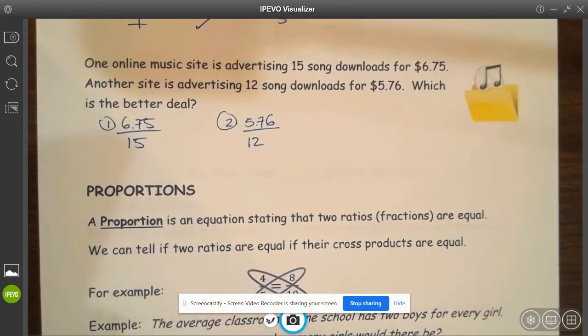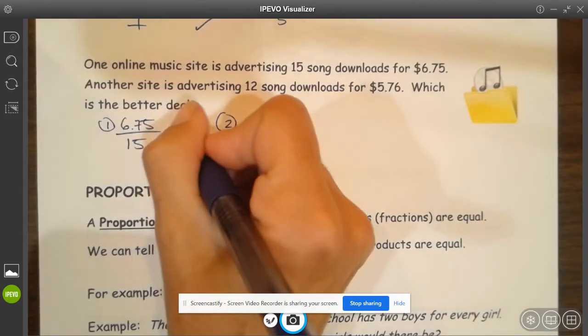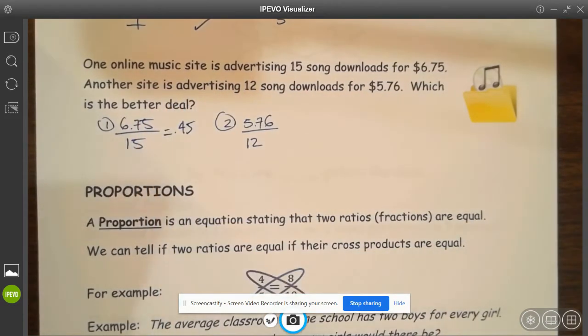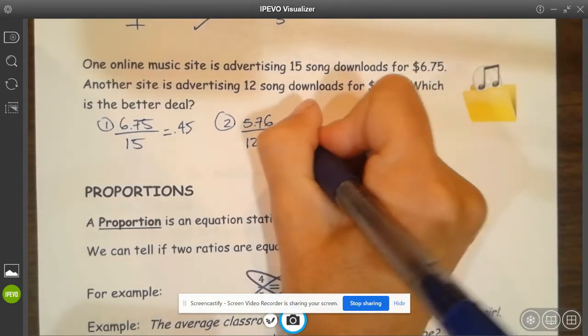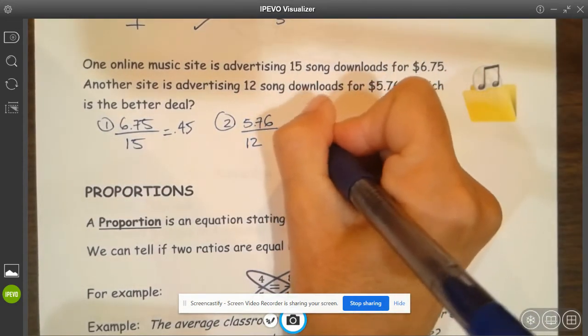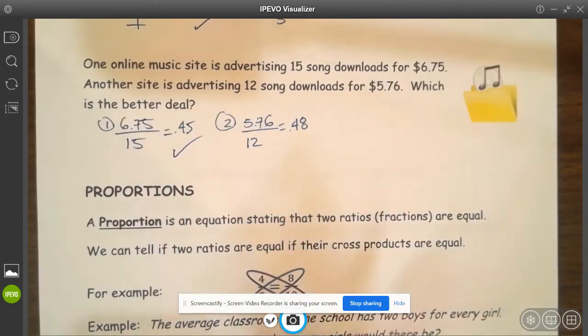Divided by 15, that is 0.45 per song. And then 5.76 divided by 12, that is 48 cents per song. So this one is the better deal.